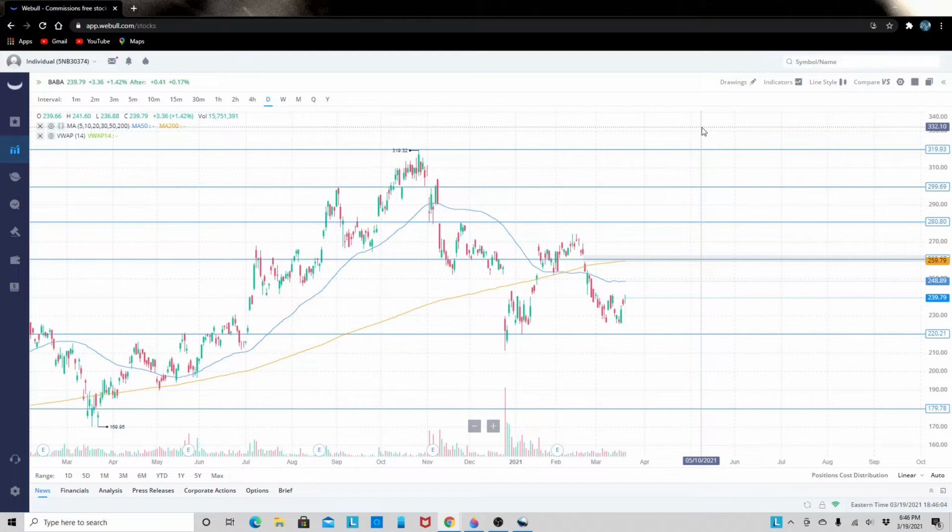So today is March 19th, 2021, and Alibaba finished the day at $239.79. It was up $3.36, which was 1.42%. And after hours, it is up another 41 cents, which is 0.17%.